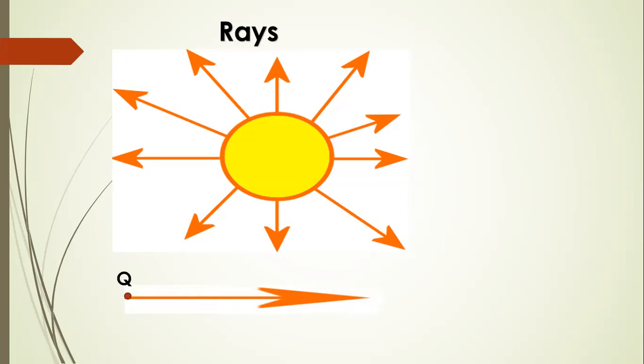Here it is Q, and you can take any point on the other side. So here I have taken the point which is R. So the name of this ray is ray QR, or if I want to write in a short form, QR. On top of that, I will put the symbol of ray, which is this. So this is the name of this ray, which is ray QR.